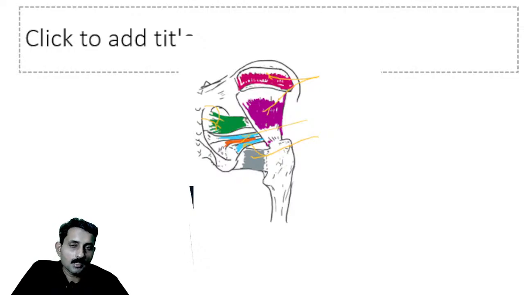Okay, the key muscle of this region is called piriformis. What you are seeing here is the piriformis. This is called the piriformis muscle. Now, if you see the piriformis, there will be one nerve which will be going above, and one nerve which will go below.